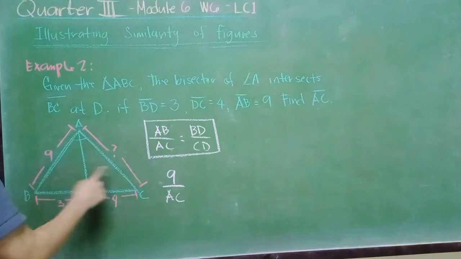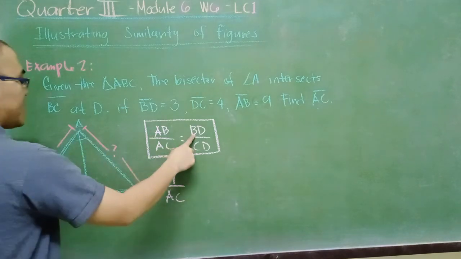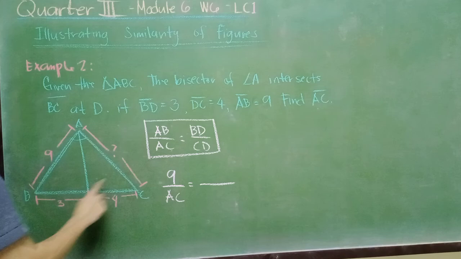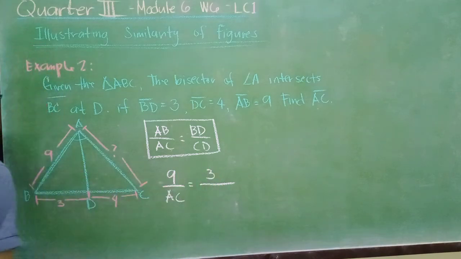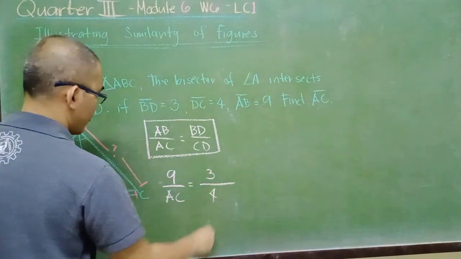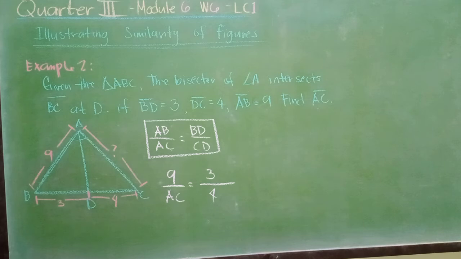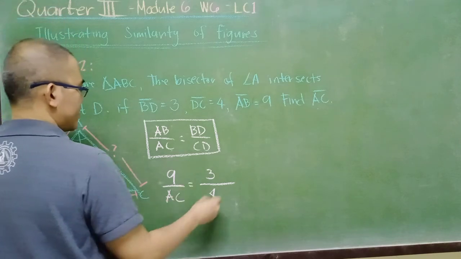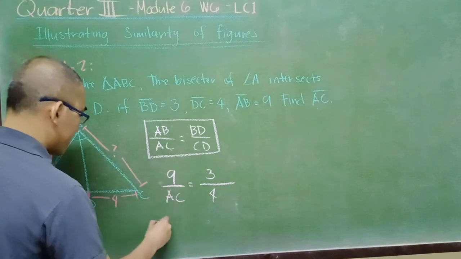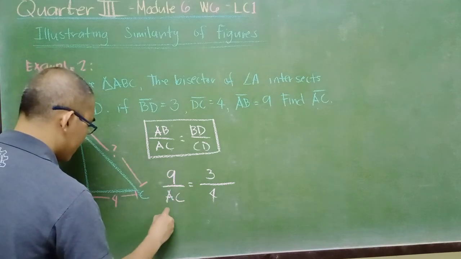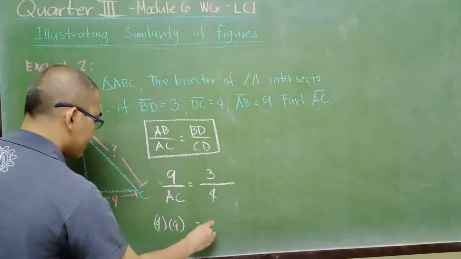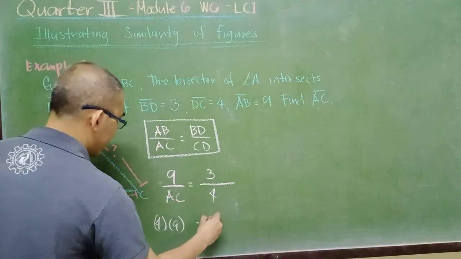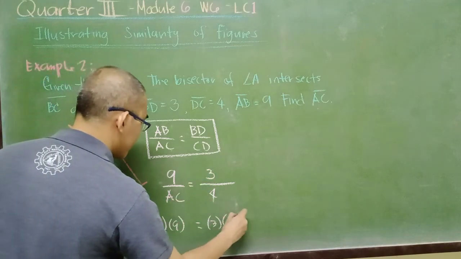Sa AB, meron na tayong 9. Sa BD, BD is 3. And then CD, which is 4. Now, same solution as before. Mag-cross multiply tayo. So, AC times 3 and then 4 times 9. So, magiging 4 times 9, that will give us 4 times 9. AC times 3, that will give us 3 times AC.